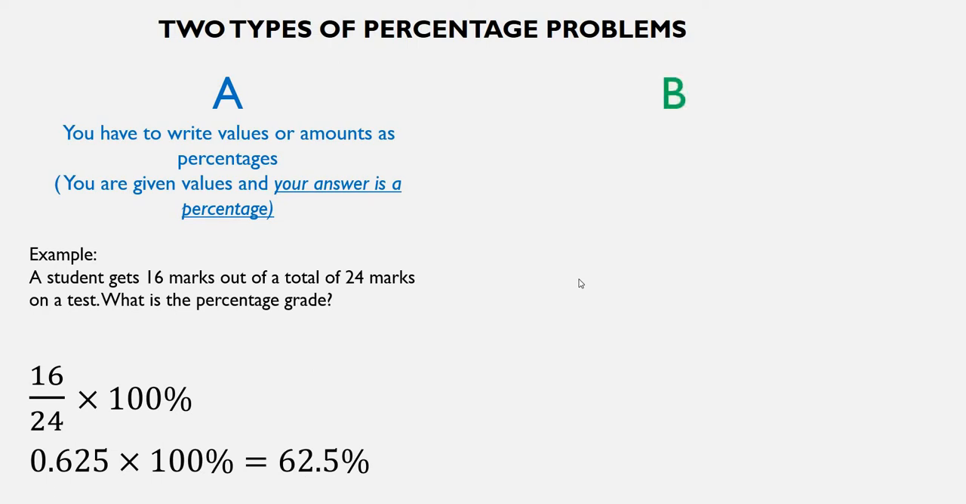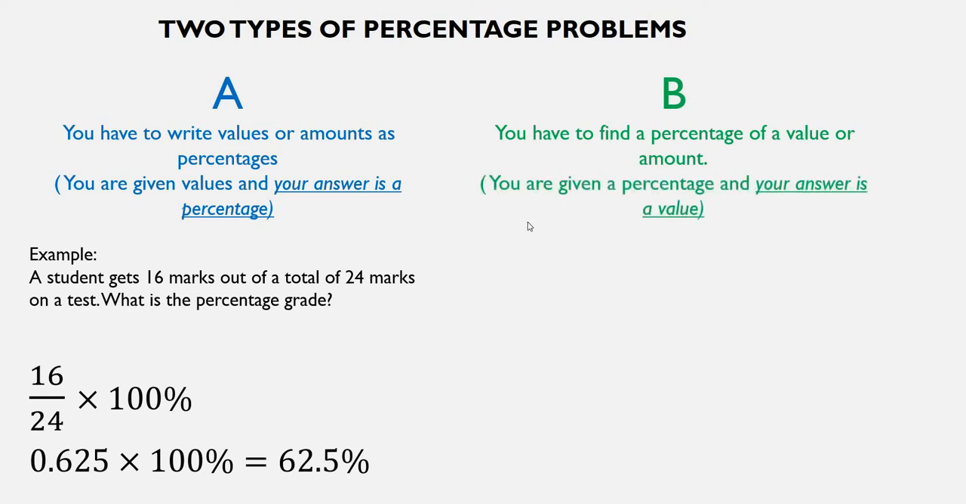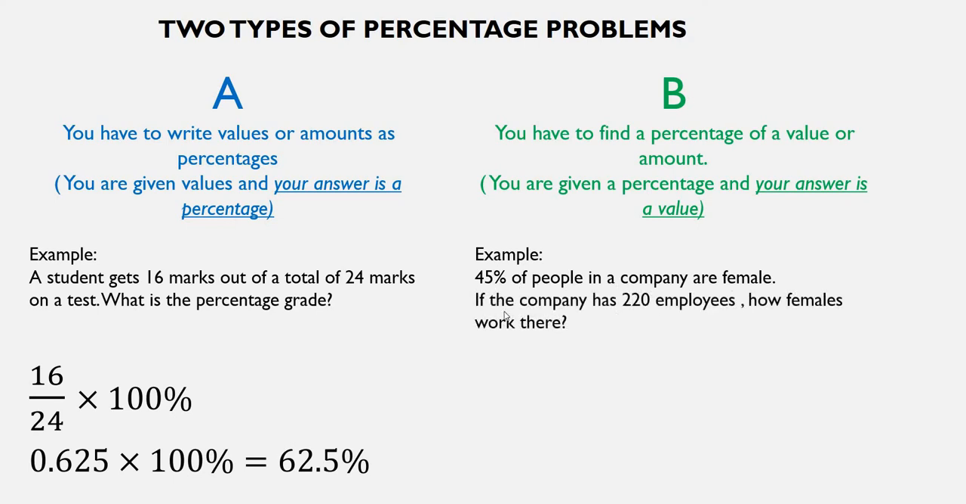Now the other type of percentage problem, I'm just going to call type B, no real reason, just what I'm calling it. You have to find a percentage or a value of another amount. So in this case, you're given a percentage and your answer is a value. An example of what I mean is that we might have 45% of people in a company are female. And the question might be, if the company has 220 employees, how many females are there? So what the question is really asking me to do is to find 45% of 220.